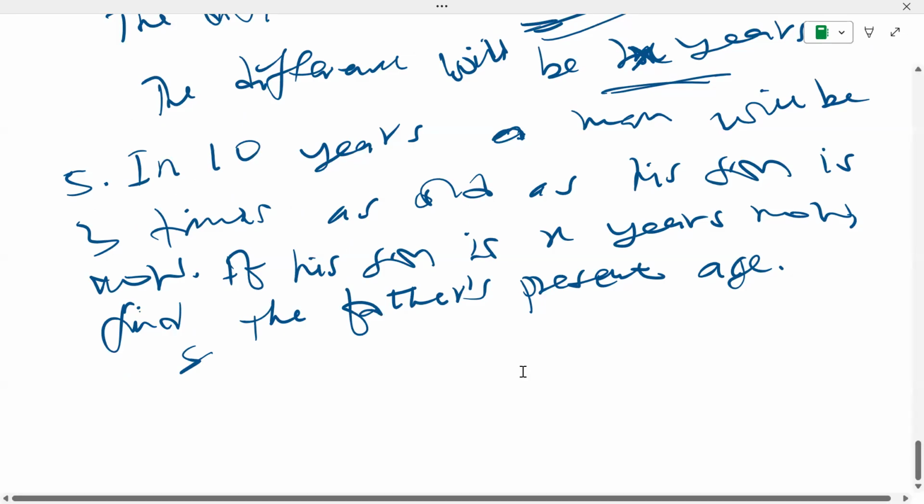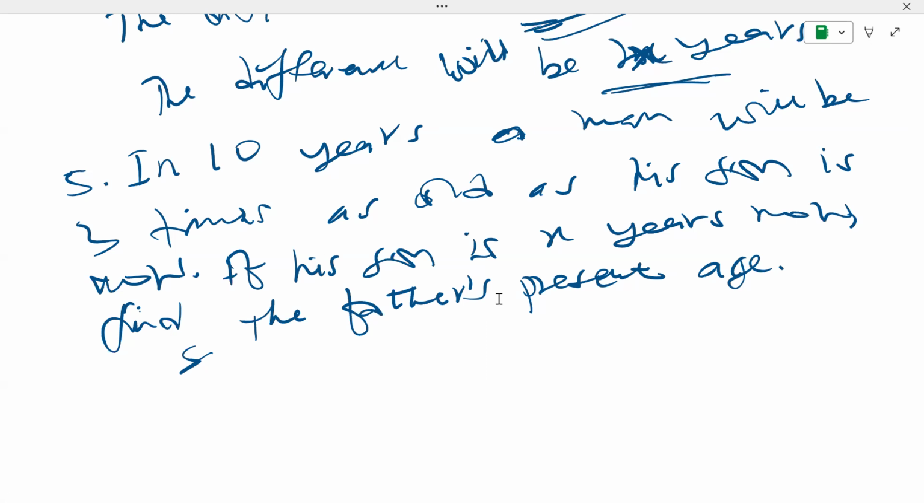All right, so this is the question that I've posed. In 10 years, a man will be 3 times as old as his son is now. If his son is X years now, find the father's age. And so let me give the explanation for this one. What we are saying here is that the man's age is what we are looking for. And we are saying in 10 years' time, this man will be 3 times as old as his son. Let me give you the explanation.